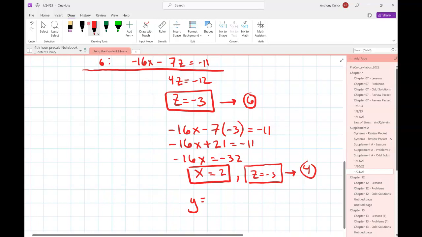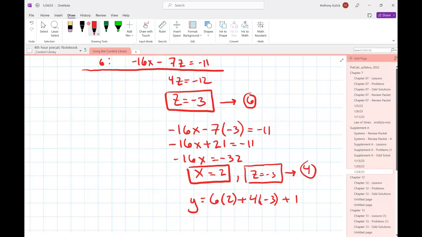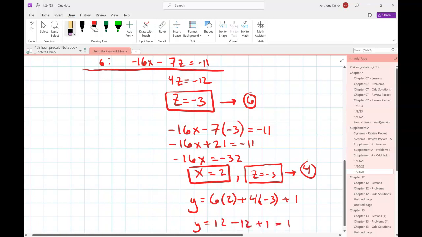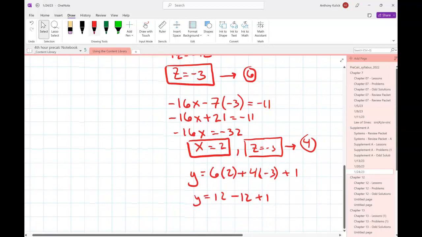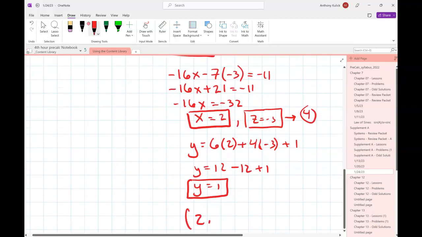So y equals, and instead of x, I'm going to write 2. And instead of z, I'm going to write negative 3. So we have y equals 12 minus 12 plus 1. So we have just that y is equal to 1. So my answer is 2, 1, negative 3 as the ordered triple.